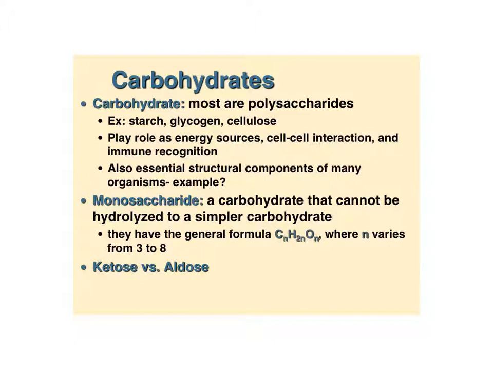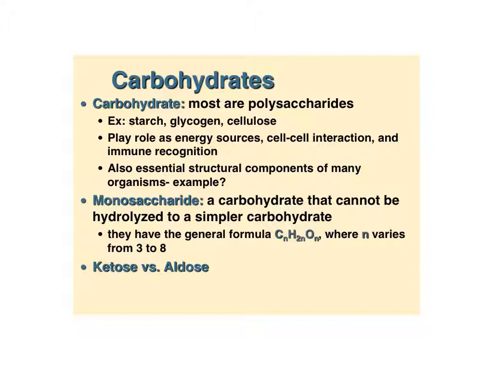Because what is stored sugar called? How do we store sugar? Glycogen. In us, it's glycogen. It is also used for cell-cell interaction and immune recognition. For those of you in immunology, I'm sure you probably talked about carbohydrates. For example, one that we'll talk about towards the end of this chapter is the ABO blood groups, and how the only way that they differ is by the polysaccharides being expressed on the blood cell.